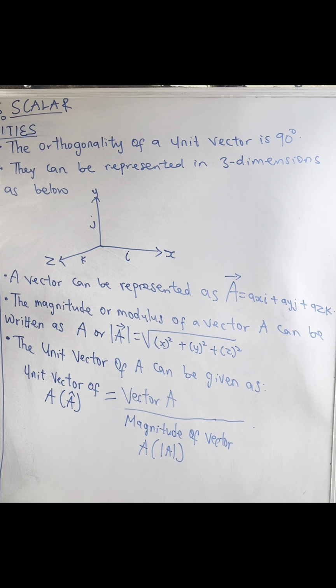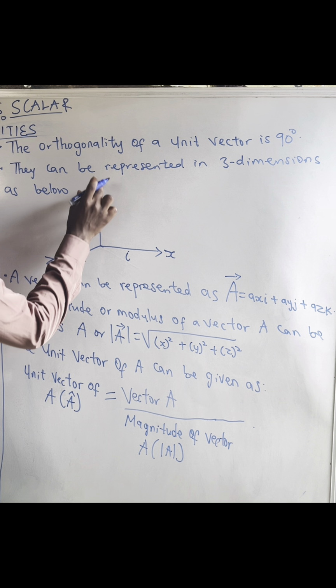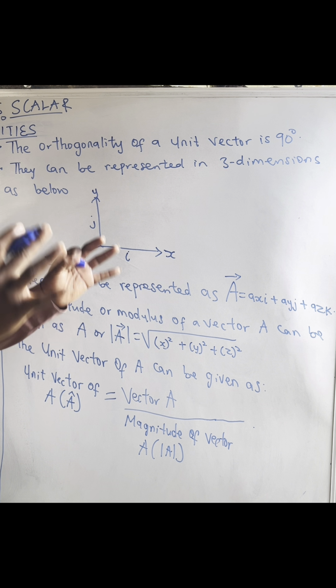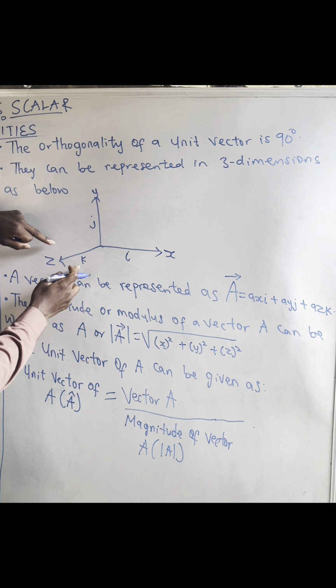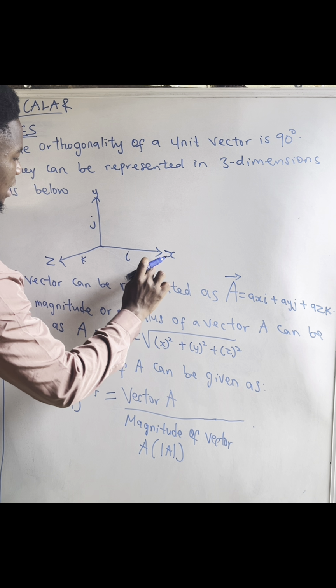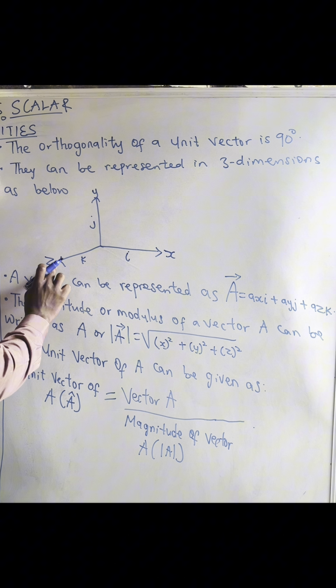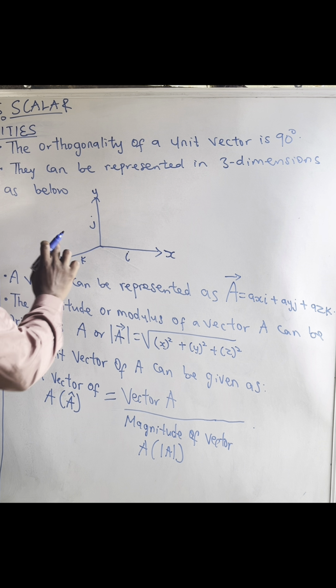The unit vector can be expressed in 3 dimensions as shown. This is the horizontal x-axis, this is the y-axis, and this is how the z-axis is represented. For the x-axis, i specifies this direction. For the y-axis, j specifies this direction. For the z-axis, k specifies this direction.